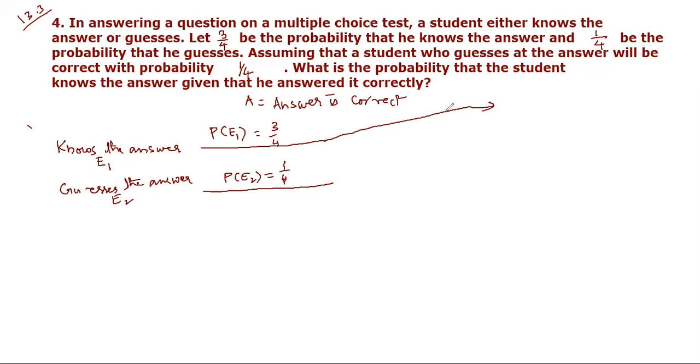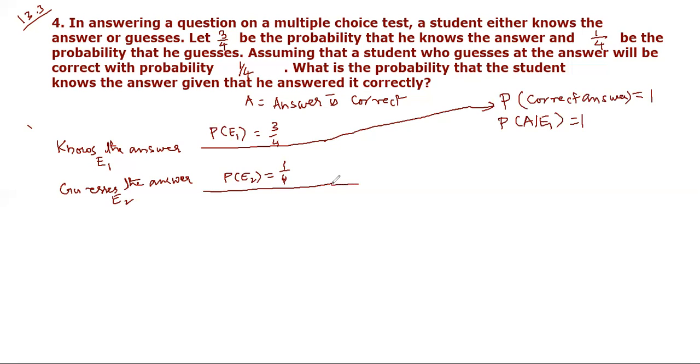If he ticked the correct answer, that means probability of correct answer. What will be the probability of the correct answer if he knows the answer? He will answer correctly. That is 100%, so the probability of writing the correct answer if he knows the answer, A upon E1, will be equal to 1, because he knows the answer. Therefore, 100% chances that he will answer correctly.